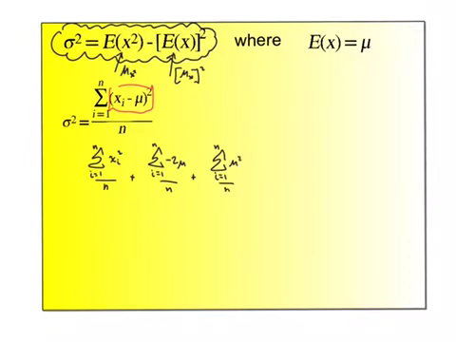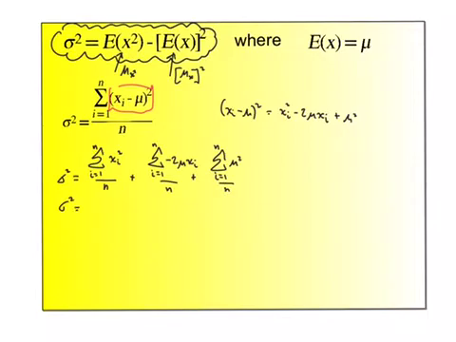Now, you might not see where I got that from, but if I FOIL this, I get x sub i squared minus 2 mu, excuse me, I missed something there, x sub i, and then plus mu squared. So I've got to have x sub i here. Perfect. Okay, so now I'm going to take this, and of course this is all equal to sigma squared.